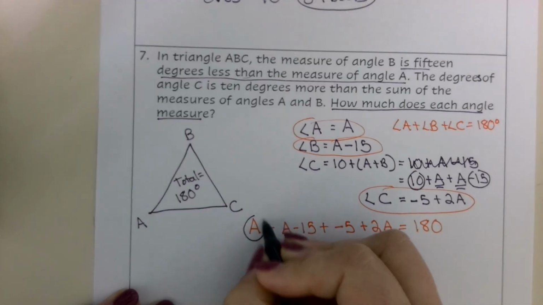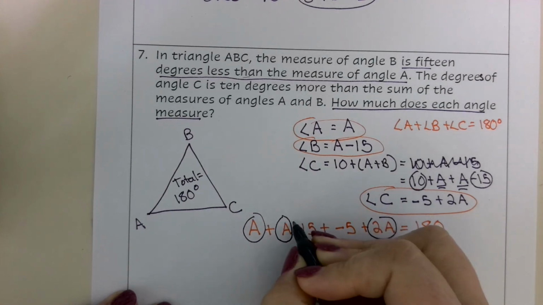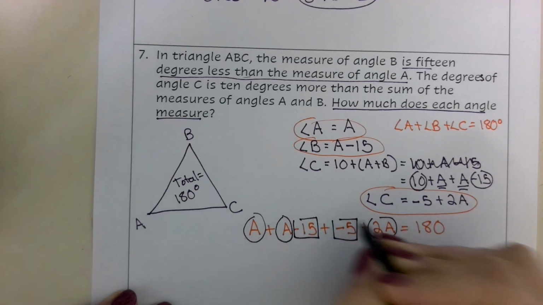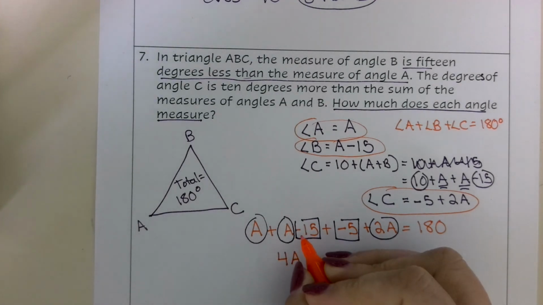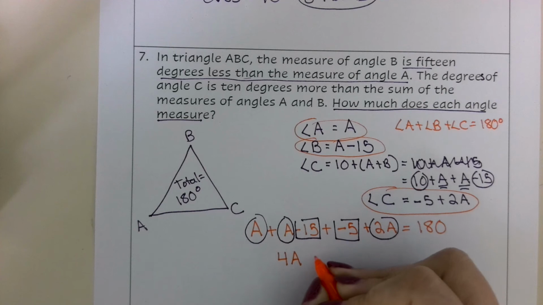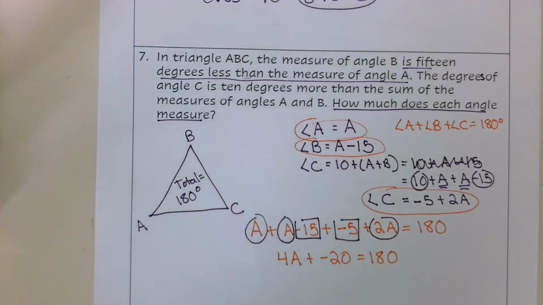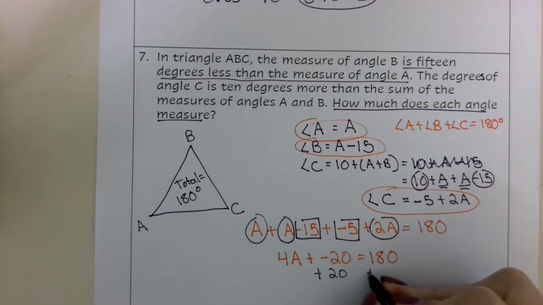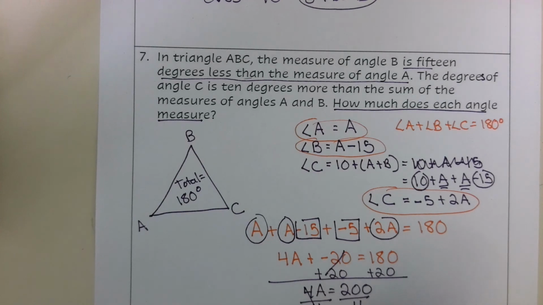So I have a lot of like terms to combine: an A and an A and 2A, and then I have negative 15 and negative 5. So I have 1, 2, 3, 4 A's, and I have negative 15 plus negative 5. That's plus negative 20 equals 180. Phew, all of that, and I've got a two-step equation. So let's add 20 to both sides. I have 4A equals 200, and I'm going to divide each side by 4, and A equals 50 degrees.